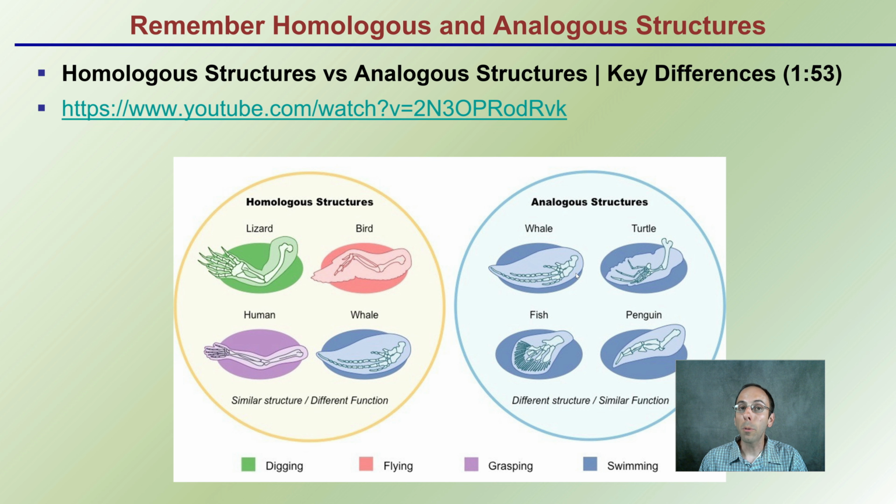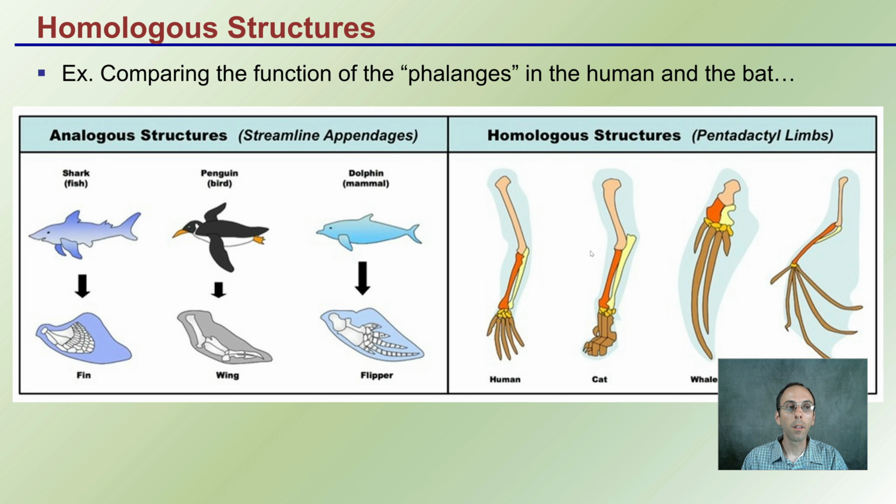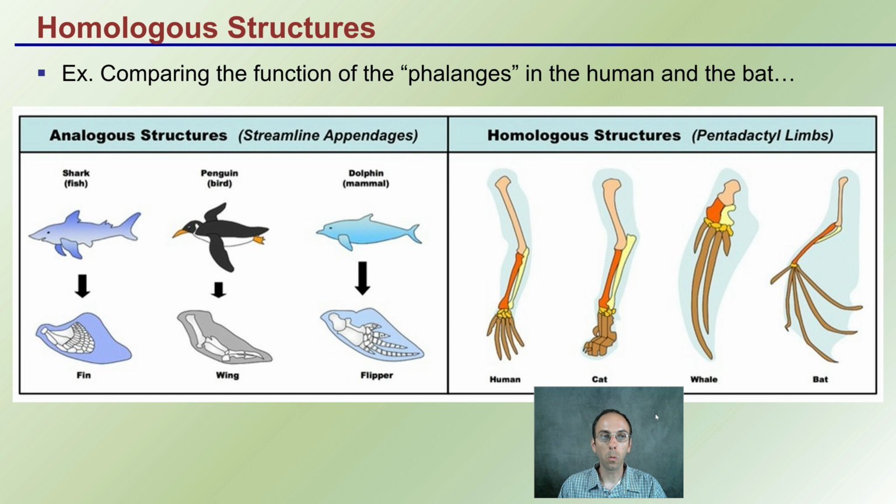Reminder, remember about the homologous and analogous structures. We see this same picture here, comparing homologous structures, where they have similar structure but different function, and analogous structures, keep in mind, have different structure but similar functions. These homologous structures compare the function of the phalanges in the human to the bat, for example. We're looking at the homologous, which is right up here. Humans have phalanges, those are your fingers, and what they're used for compared to the bat. Ours is for gripping and grabbing, and the bat it would be for flying.